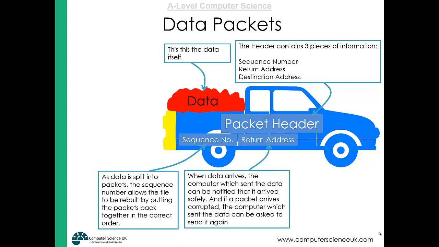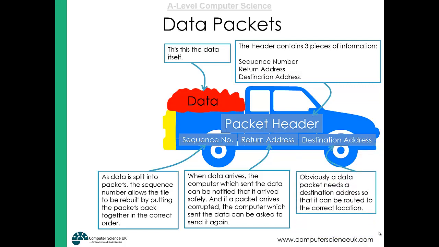It has a return address, and the reason for that is so that once the data has arrived at the destination computer, the computer that sent that data can be notified that the data has arrived correctly, that it's been received okay. Now, if the data packet arrives corrupted, which can happen, then because we've got a return address, we know that we can request that data packet again, so that we can get all the data needed to reform the original file. And it's got a destination address.